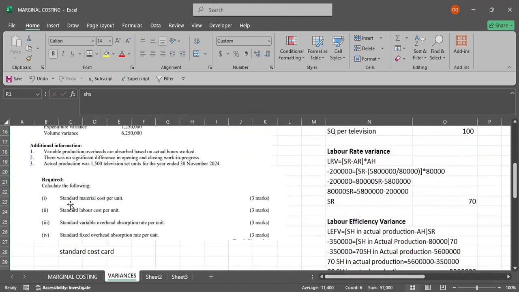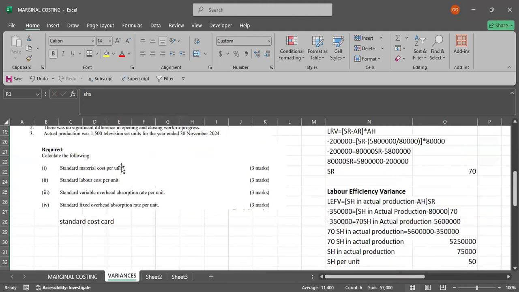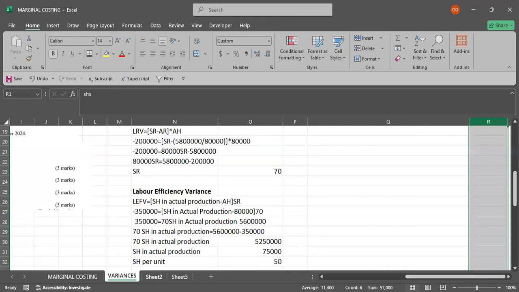So what we have been able to post there is this one here: standard material cost per unit, standard labor cost per unit, standard variable overhead absorption rate per unit, and standard fixed overhead absorption rate per unit. Great. That is what you are required to come up with. Good. Are we together up to this point? Have you been able to learn something?